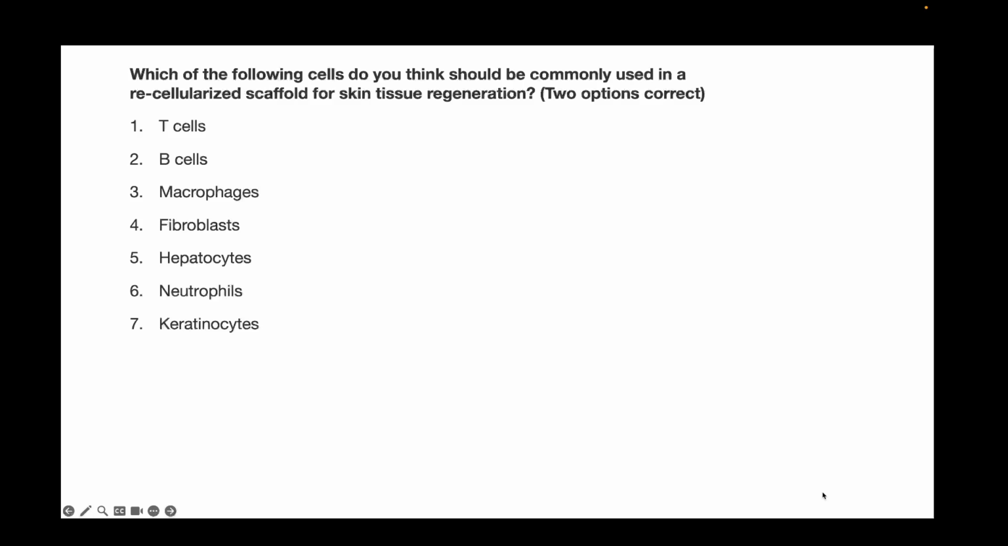So this is the first question. Which of the following cells do you think should be commonly used in a recellularized scaffold for skin tissue regeneration? You have to select two correct options here. Please let me know what you think the correct answers are, and then we'll discuss.